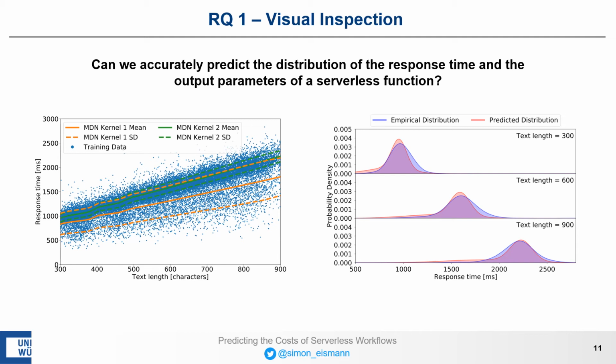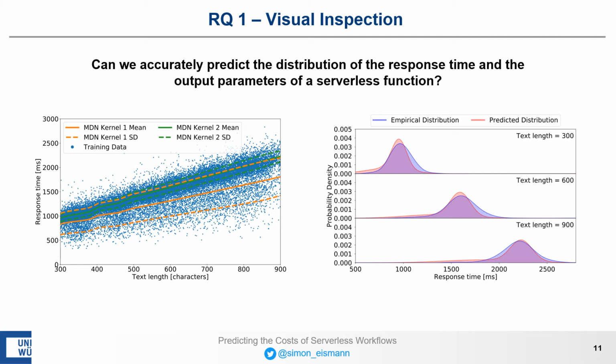And since this looks accurate, but it's still hard to tell, here on the right side, we have the observed response time distribution in blue and the predicted response time distribution in red for three different input text lengths, from 300, 600, and 900.